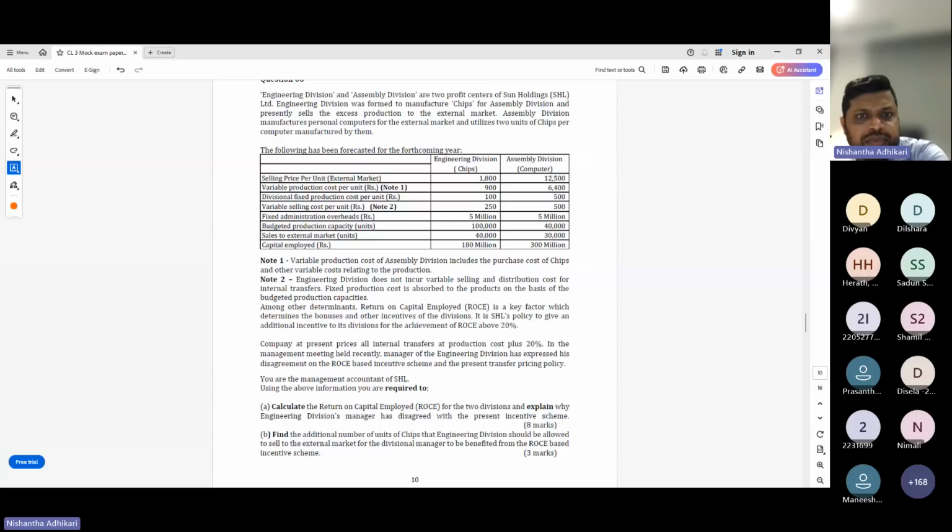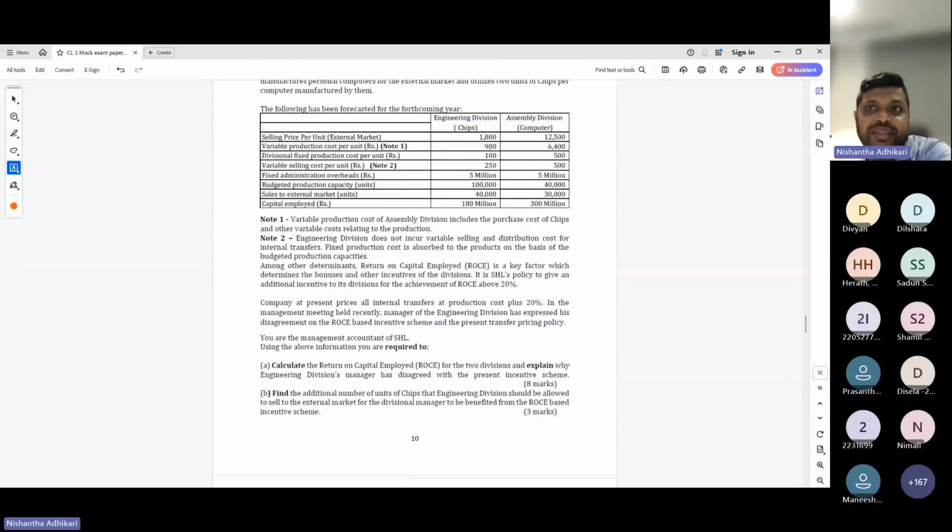Among other determinants, return on capital employed is a key factor which determines the bonuses and other incentives of the divisions. It is SHL policy to give an additional incentive to its division for the achievement of ROC above 20%. The company at present prices all internal transfers at production cost plus 20% markup. In the management meeting held recently, the manager of engineering division expressed his disagreement on the ROC-based incentive scheme and the present transfer pricing policy. Definitely, he might not get benefited.